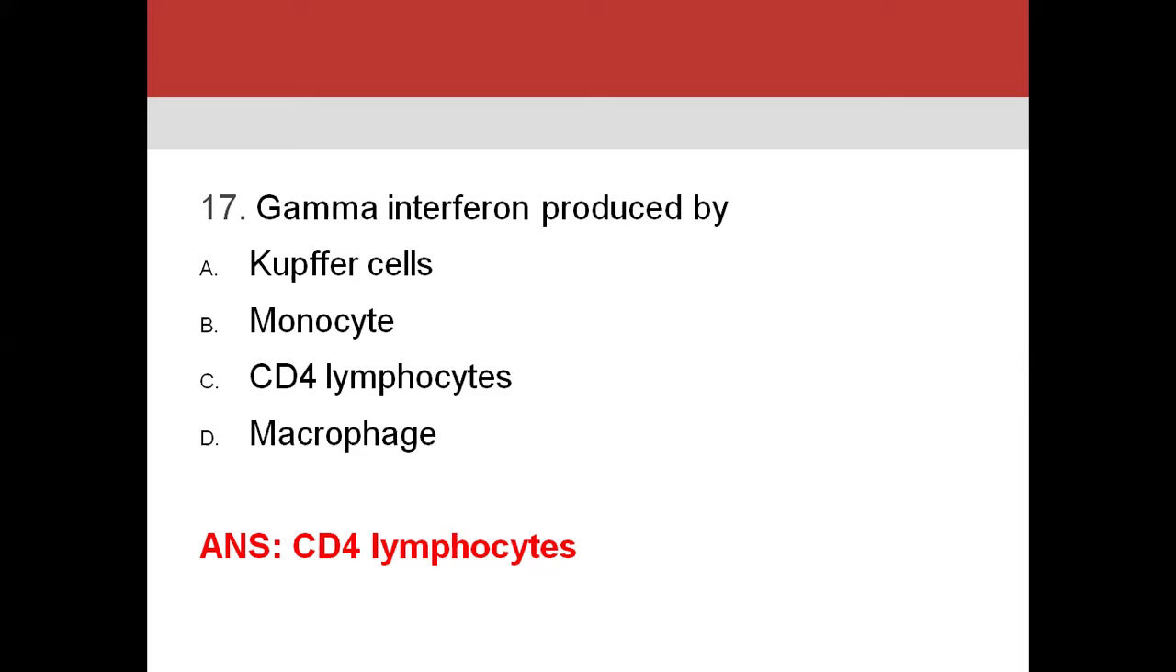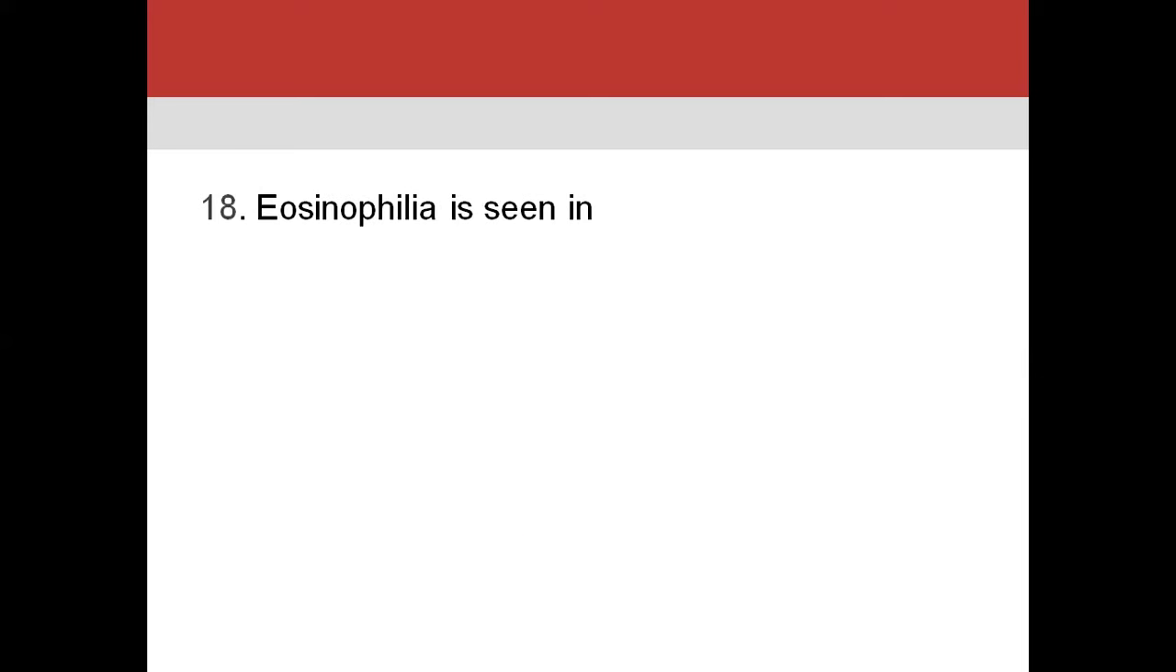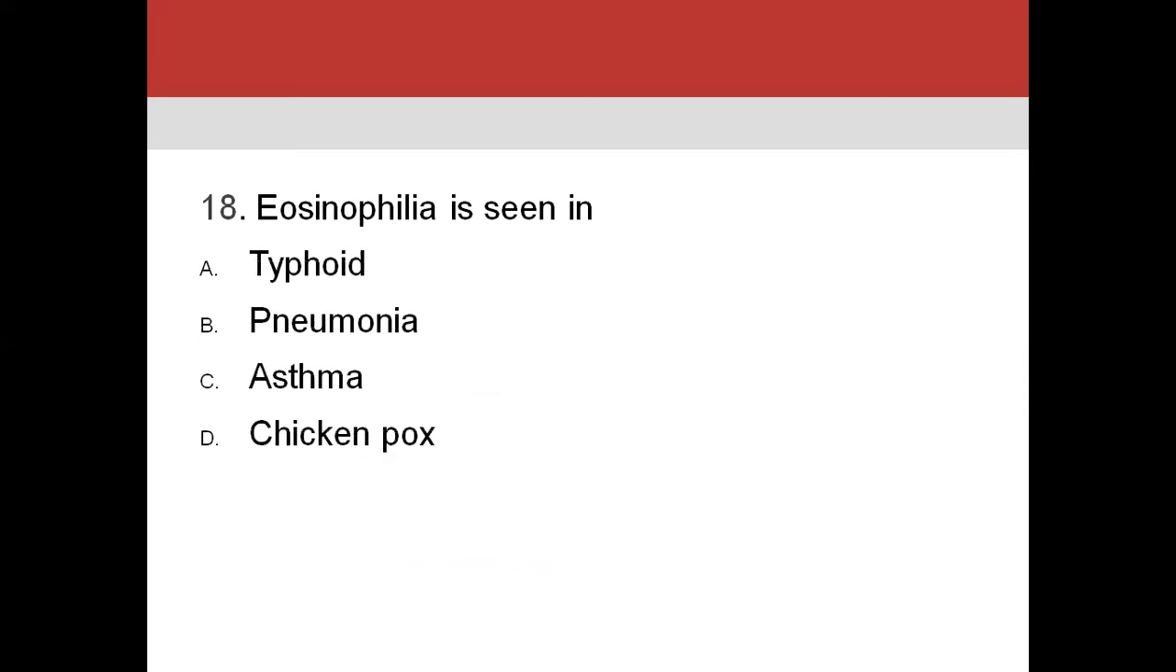They have antiviral activity. Next question, eosinophilia is seen in. Eosinophilia means increase in eosinophil count. Option A, typhoid. Option B, pneumonia. Option C, asthma. Option D, chickenpox. Here the right answer is asthma. In allergic reactions such as asthma and allergic rhinitis, we can see an increase in the eosinophil count.